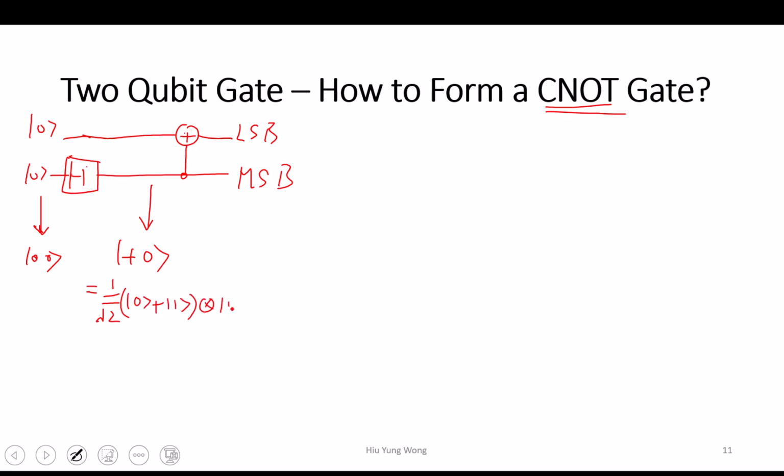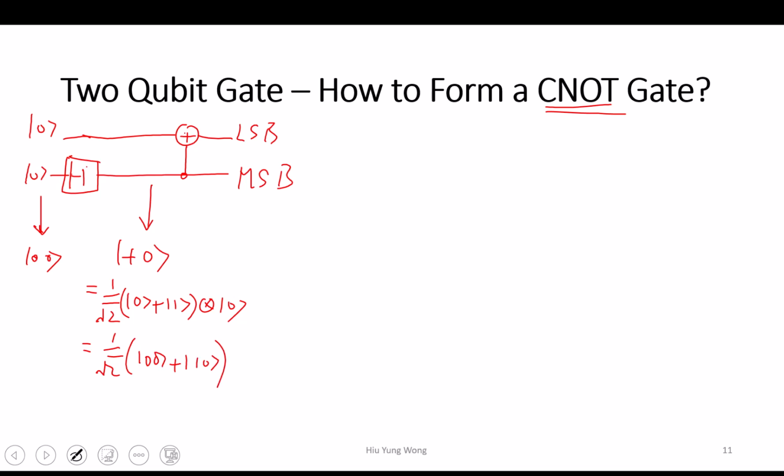The whole thing tensor product 0. Are you familiar with this notation, right? Plus 0, although it looks ugly, you know it's plus tensor 0, right? You need to be familiar with this. So this one becomes 1 over square root 2, (0, 0 plus 1, 0).